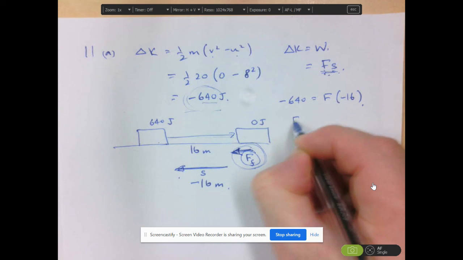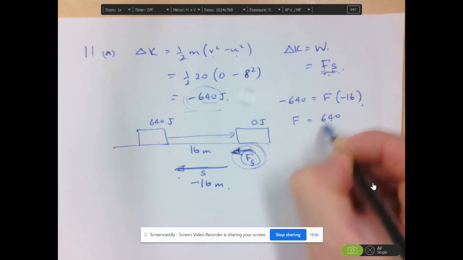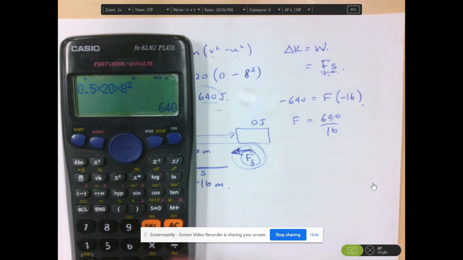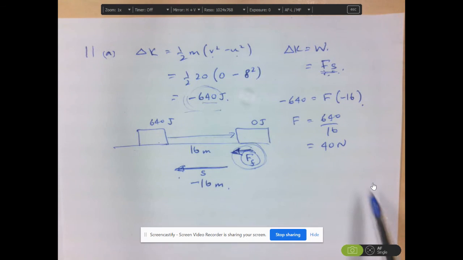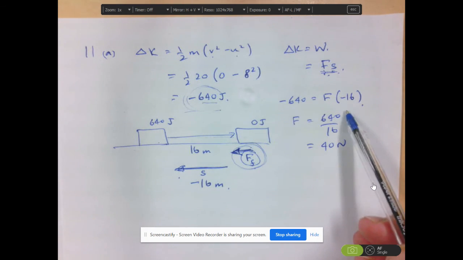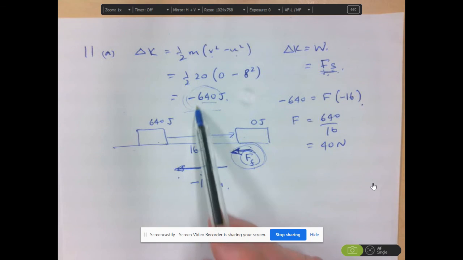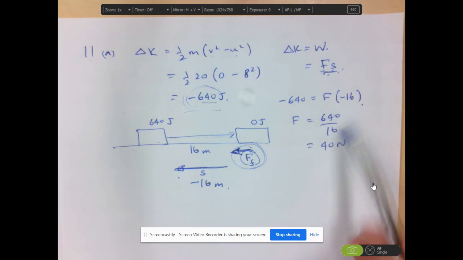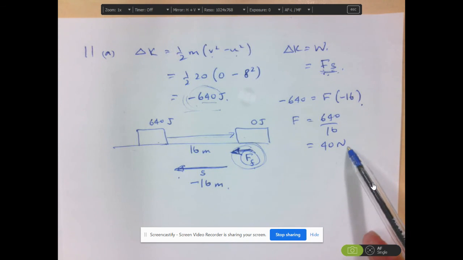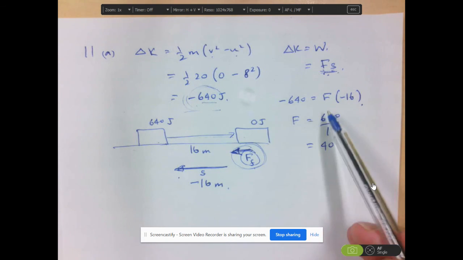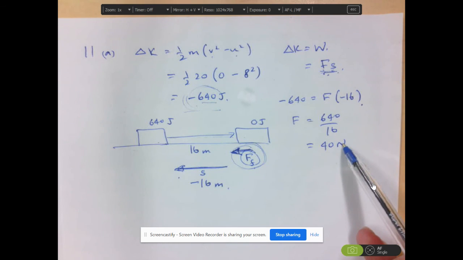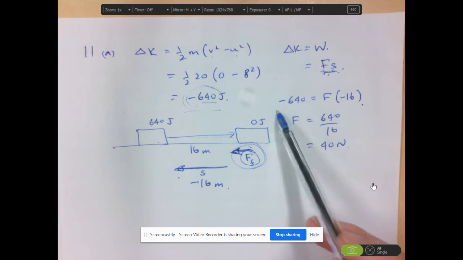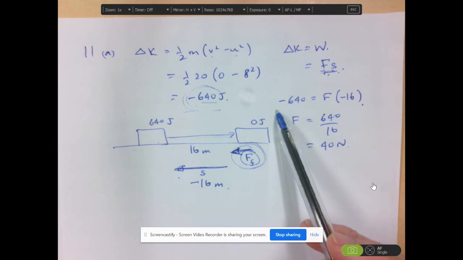And that means that friction is equal to 640 on 16, and that equals 40 newtons. Now, most students would simply ignore the negative over here and just calculate it using the positive values, and you get the same answer out. You're welcome to do that. I just wanted you to understand why and how these two negatives in reality do cancel.